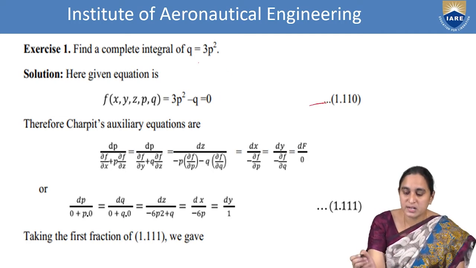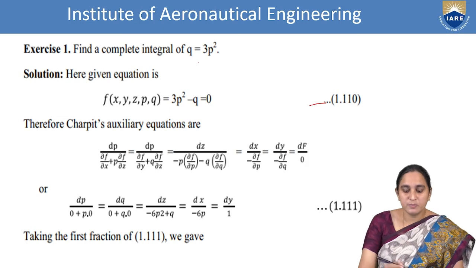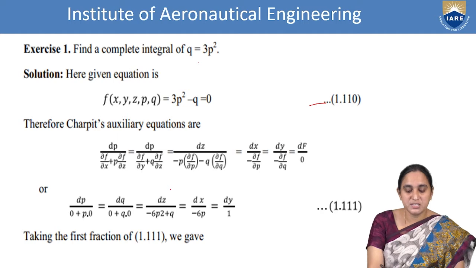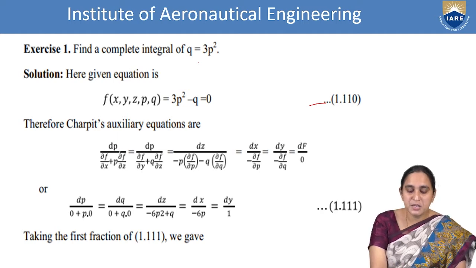Let us assume that as the first equation. Okay, from the given question, I'll assign that in terms of f: f = 3p² − q = 0. Next, write down the Charpit's equations.